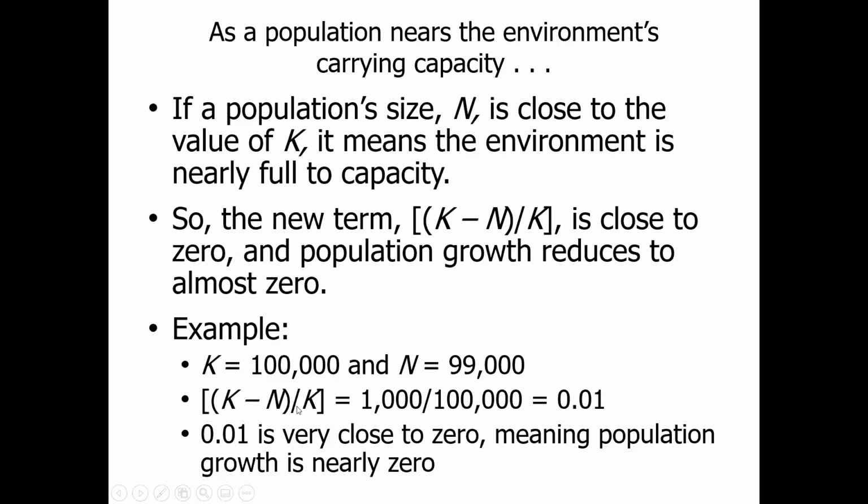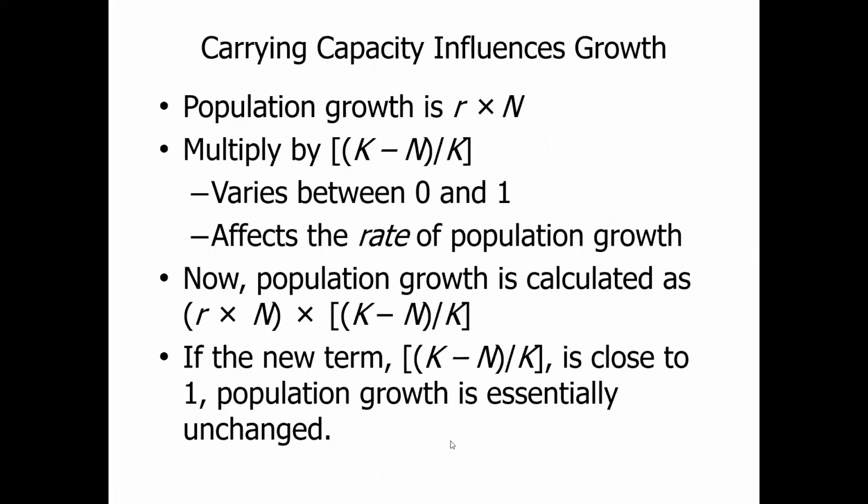But we have to solve for our K minus N divided by K. We take 1,000 individuals divided by 100,000 to get 0.01. So 0.01 is very, very close to 0, meaning the population growth is nearly 0. So if this term is close to 0 or almost 0, this term will be multiplied by the 0. So anything times 0 is 0, and the population growth will basically be nothing.